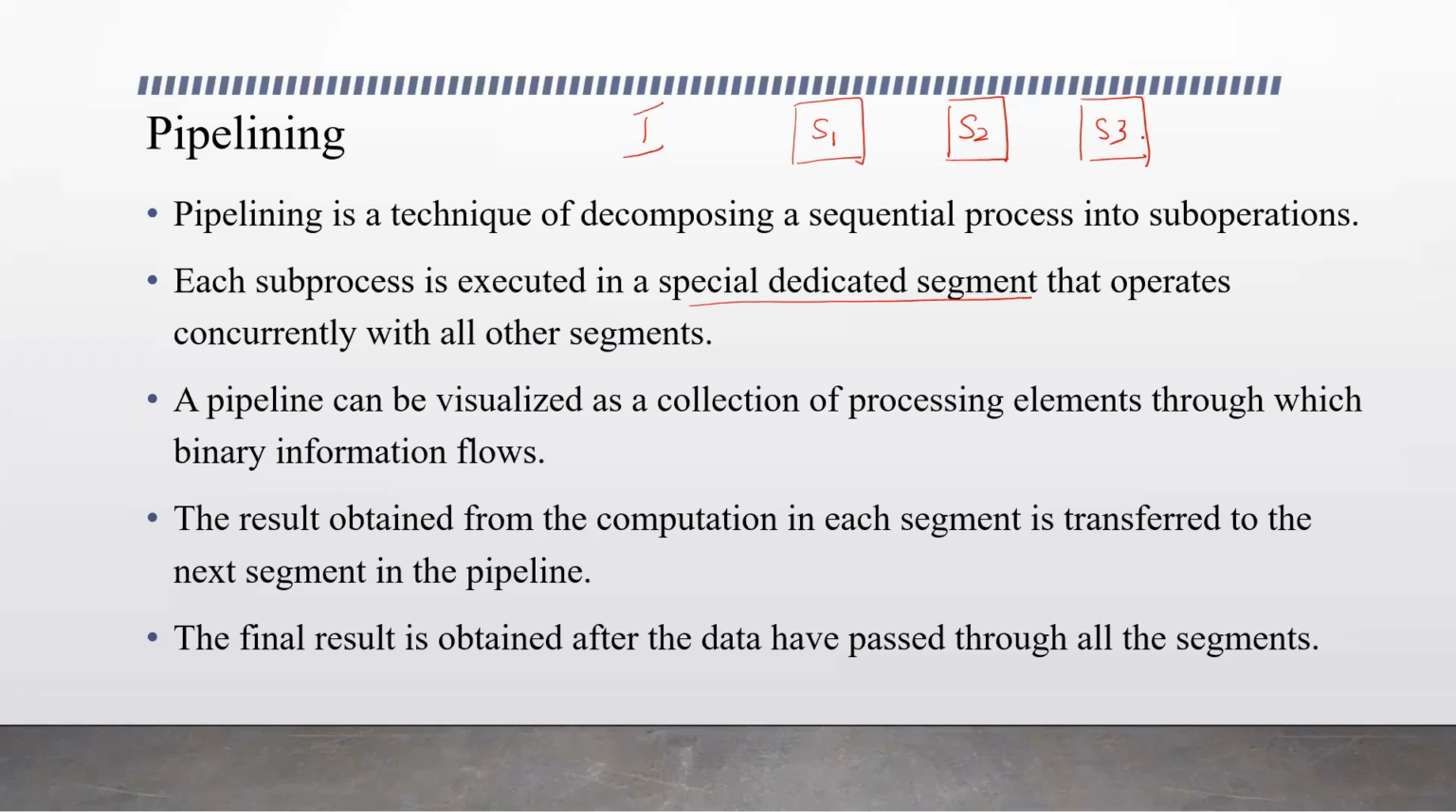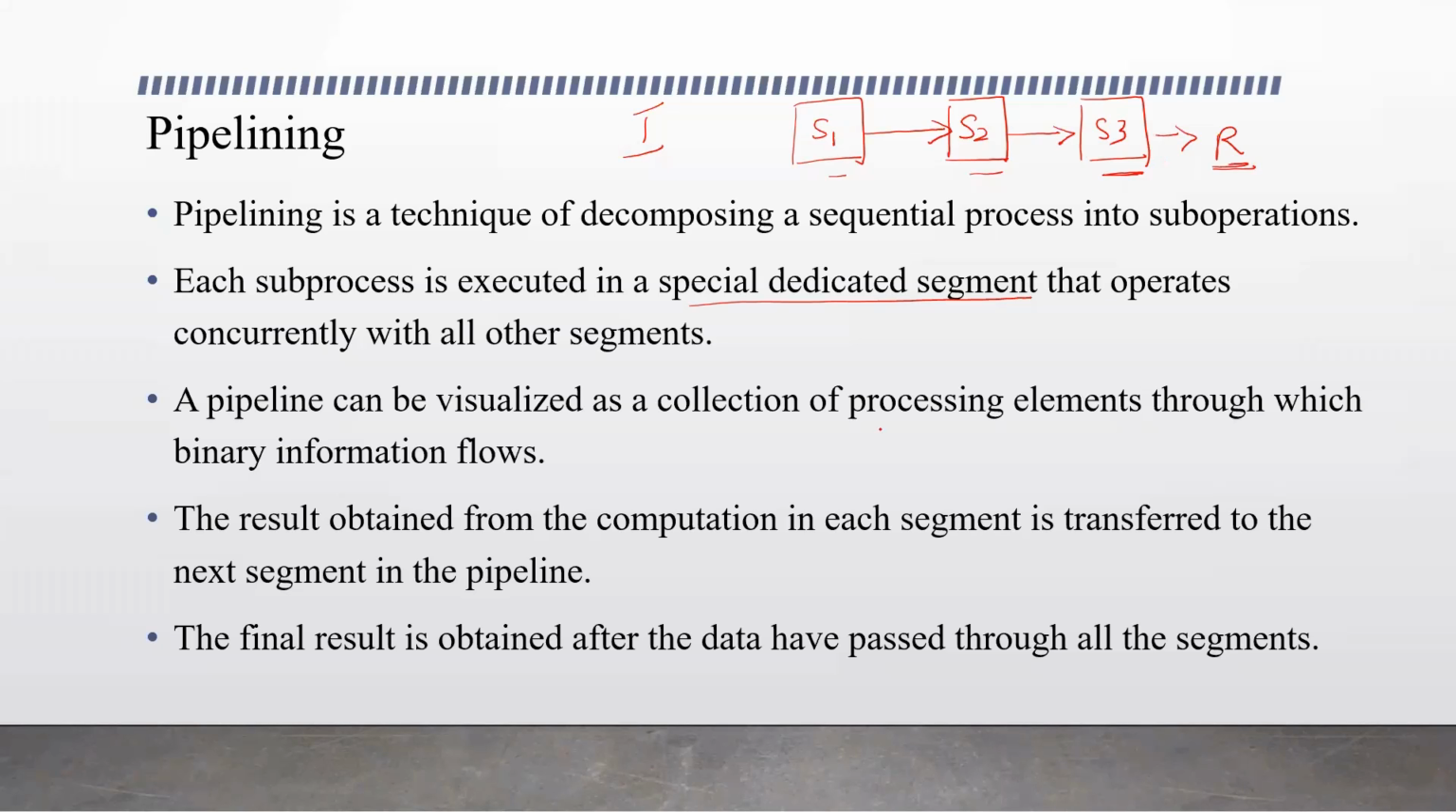So what is a pipeline? It is a collection of all these processing elements. The processing elements here are segments S1, S2, and S3. These 3 processing elements operate parallelly with all the other segments. The pipeline is a collection of these processing elements through which binary information flows. So process 1 is completed by S1 and the information is given to S2. Information flows from S1 to S2 and S2 to S3. Finally, when the operation in S3 is completed, we get the final result. But the difference here is that it allows the parallel processing of these operations. Parallelly these segments S1, S2, and S3 operate.